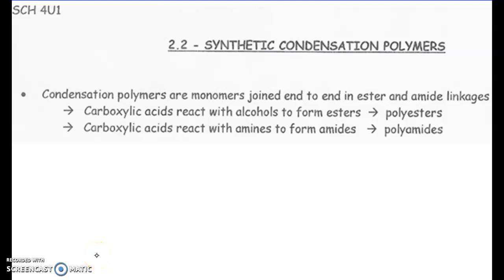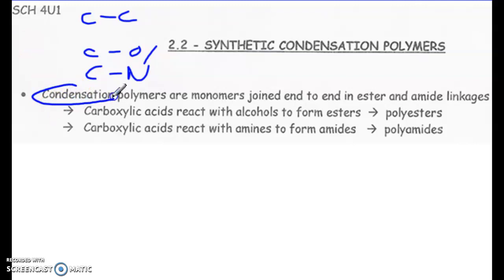Okay, so the second type of polymer that we're going to be looking at is called a condensation polymer. So this is where we, to link up our polymer, so we've looked at addition reactions, which is where you have a carbon-carbon linkage. Condensation polymers is where you either have a carbon-oxygen or you have a carbon-nitrogen link. So condensation reactions that we're referring to when we do these polymers is actually the same ones that we saw to form esters and to form amides.